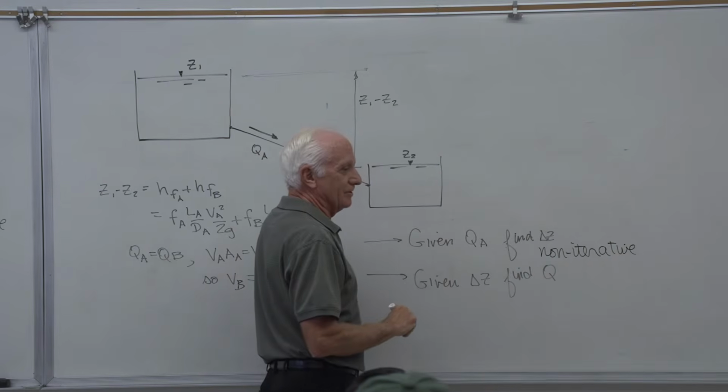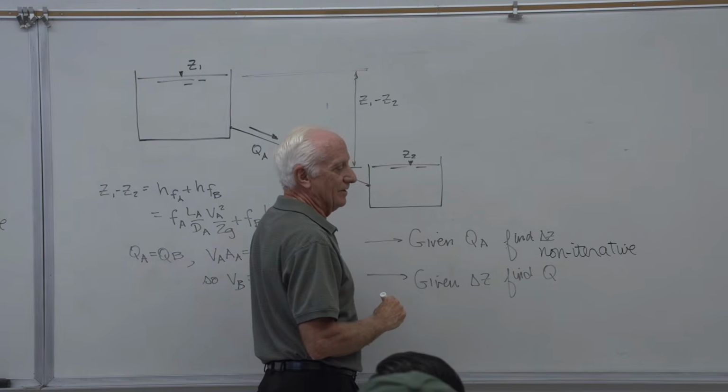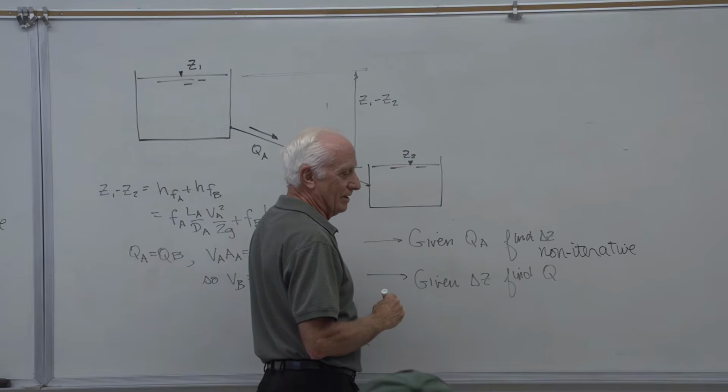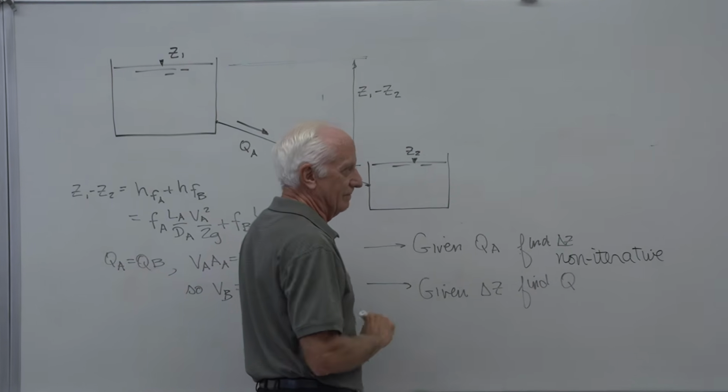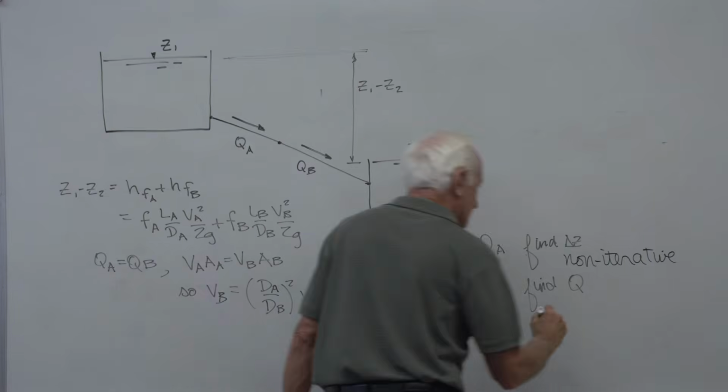If I don't know Q, I don't know the velocity. If I don't know the velocity, I don't know the Reynolds number. If I don't know the Reynolds number, I can't get F. I've got to guess the F. This is iterative.